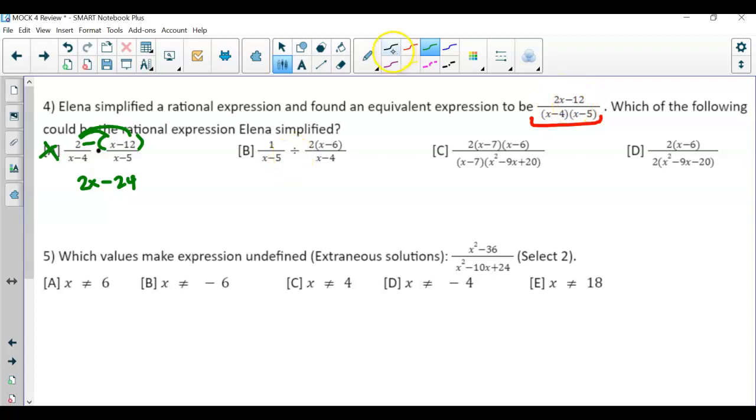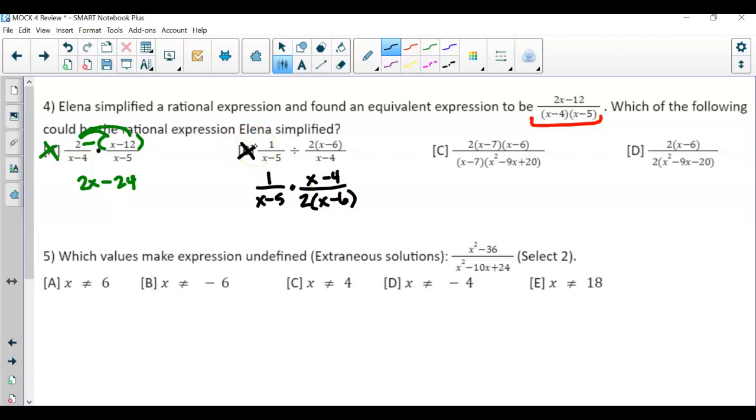Now the next one, I have division. So I'm going to keep the first, but multiply by the reciprocal. So I can already tell that this is not my answer because now notice how x minus 4 is in the numerator when I need it in the denominator. Notice how this is in the denominator. So B is not my answer.